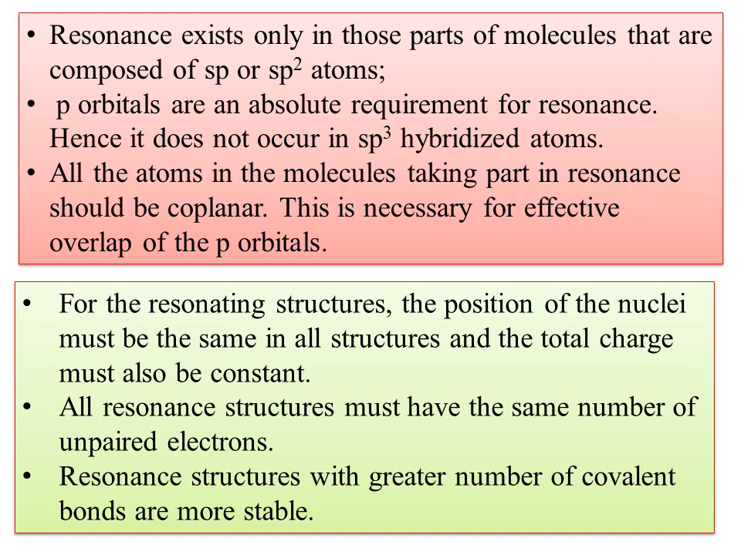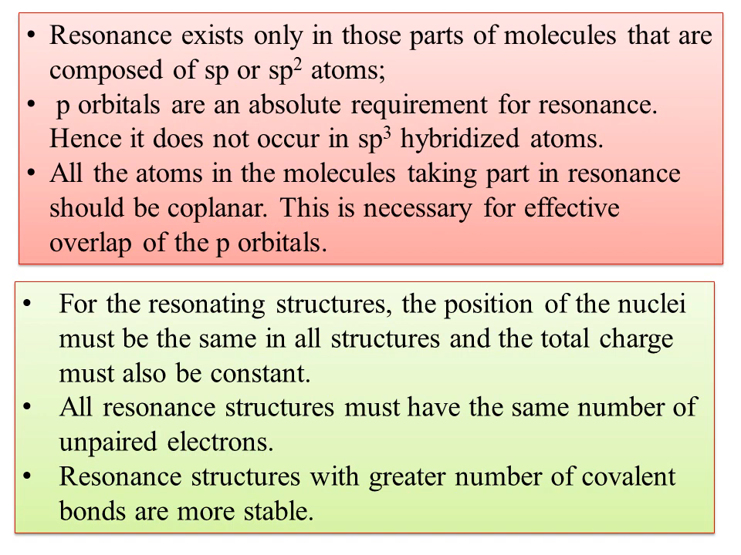For the resonating structure, the position of the nuclei must be the same in all the structures, and total charge should be constant. When I tell you that all the resonating structures are equivalent, they are going to contain the same number of electrons and almost the same energy. Total number of charges remains the same.